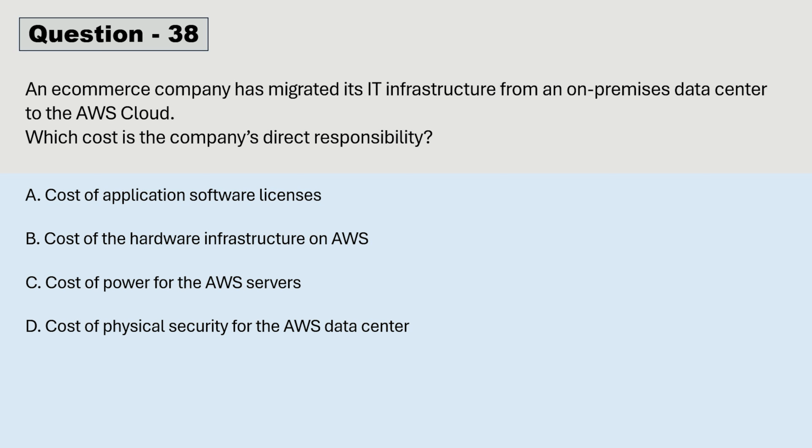Okay, now let me reveal the correct answer. The correct answer here will be option A, cost of application software licenses. Because whichever software, license or OS you are running, for that you have to pay if you are a customer of AWS. And the cost of hardware infrastructure, obviously, will be maintained by AWS only. The cost of power for running the AWS servers will be managed by Amazon only. And the physical security of the AWS data center, the customer has nothing to do with that. It is the sole responsibility of Amazon only. So only the very first option, that is the cost of application software licenses, has to be taken care of by the customer.